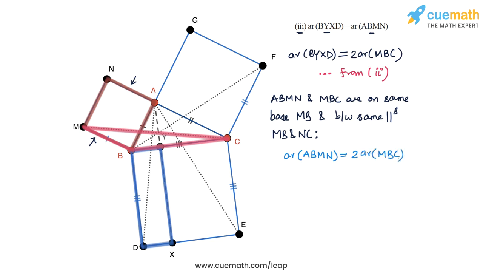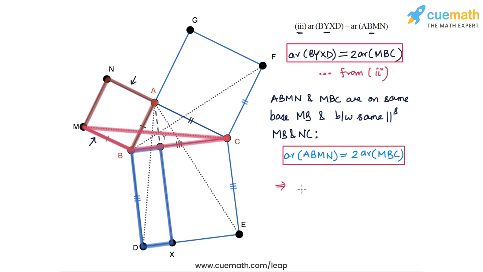Alright, so what we have here is area of BYXD is twice area of MBC, and area of ABMN is also twice area of MBC. And from these two relations, we can now conclude that the area of BYXD, the rectangle, is equal to the area of ABMN, which is the square on AB. So this is how we can do part 3.